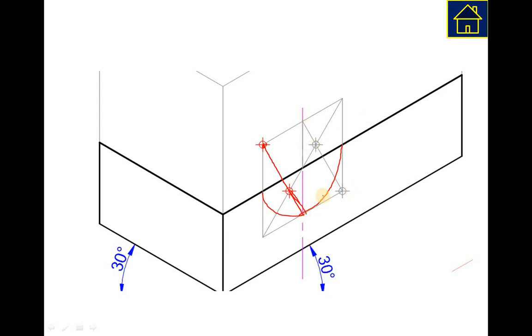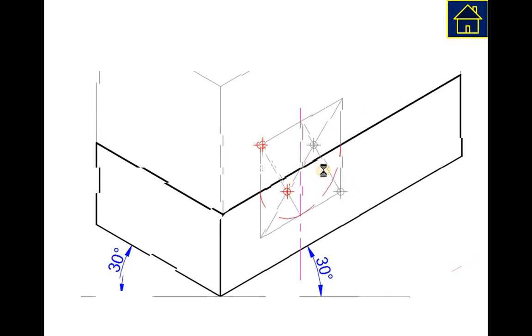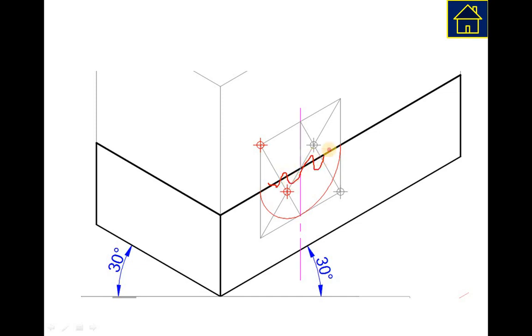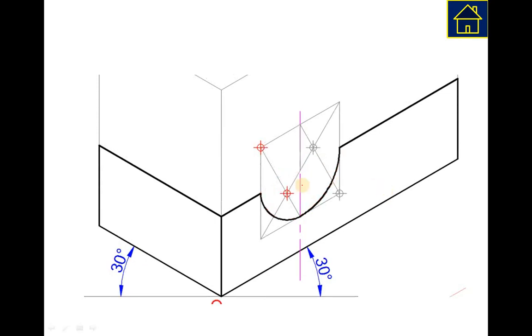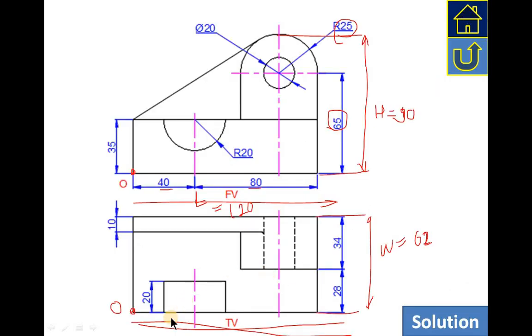So this is the semicircular portion. After getting the semicircular portion, you need to trim this. You need to erase this line. So after erasing this, it will be like this. Now just go to the object. We'll see the important feature.